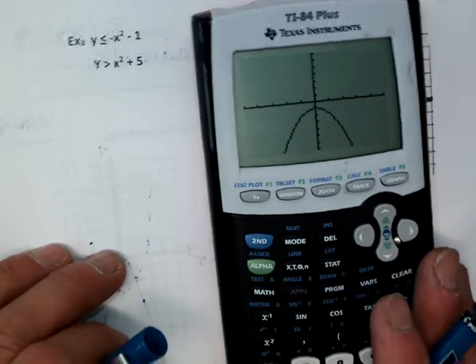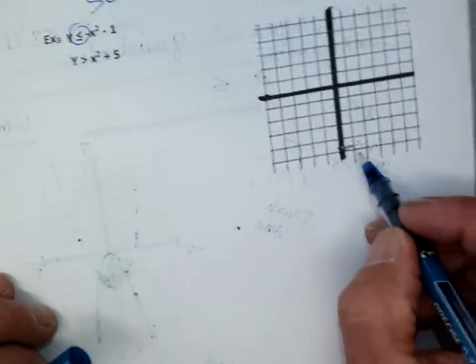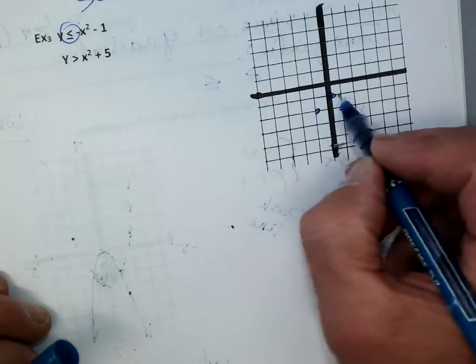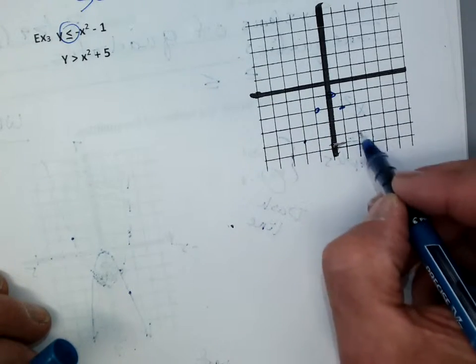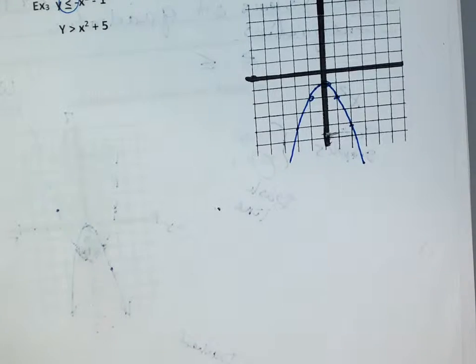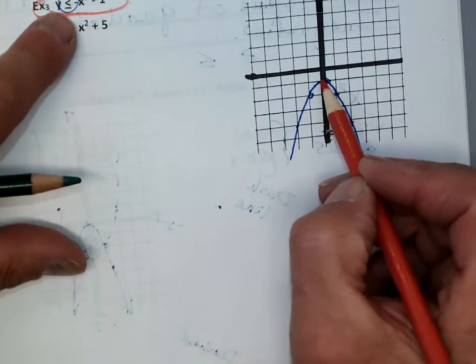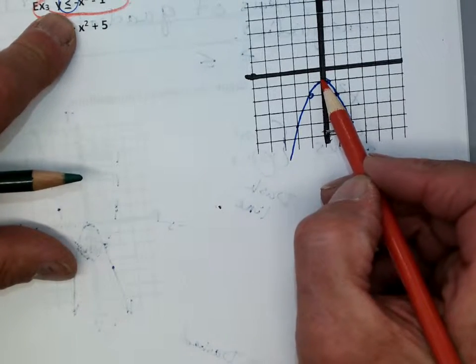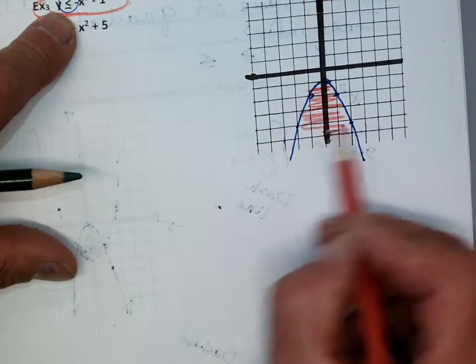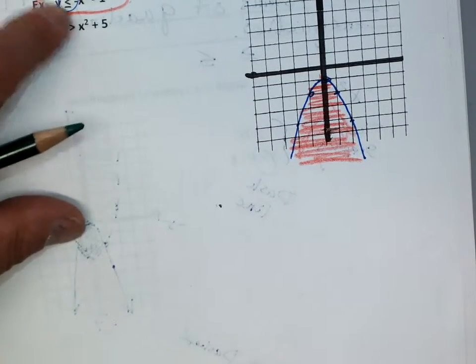I'm going to make it a solid line because of the equal sign. I'm going to start at -1. If I need to shade it, I stand on its vertex, and it says less than, so I shade below it, which is inside the parabola. Pretty easy, isn't it?